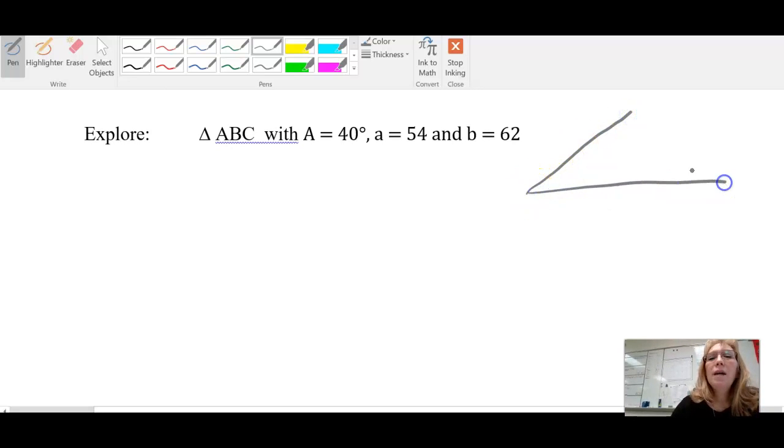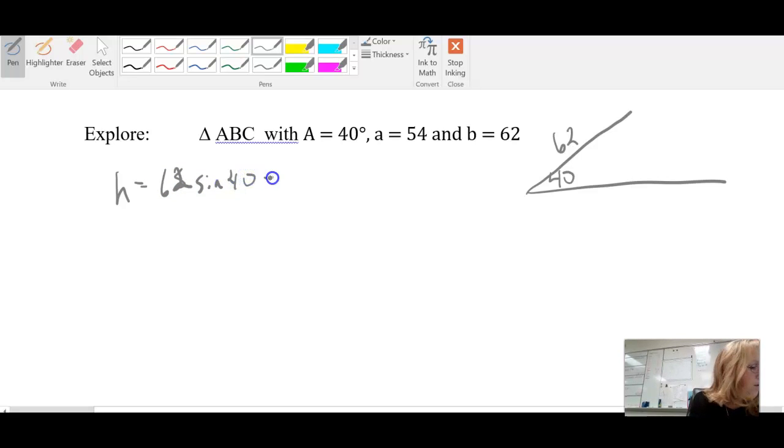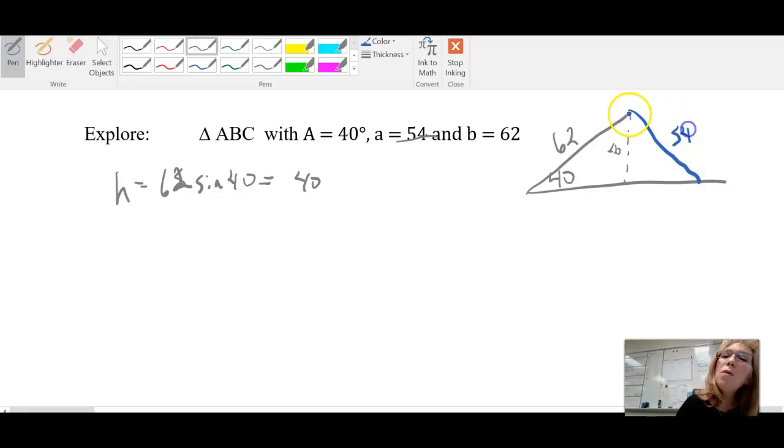So let's draw this guy in. This is 40, B is 62, height is 62 sine of 40, which equals 40. That was weird, huh? So this height right here is also 40. Okay, A is 54, so he's going to show up on both spots. So he's going to go here at 54 and down here at 54, creating my isosceles.